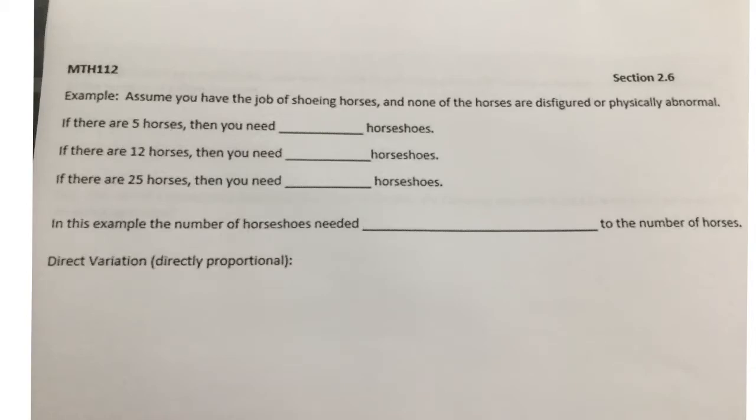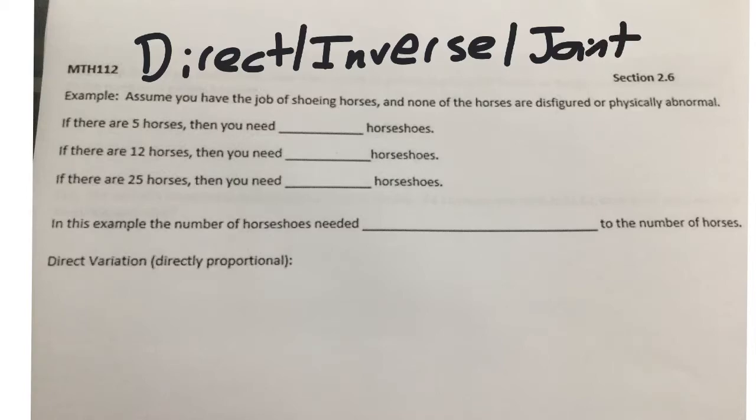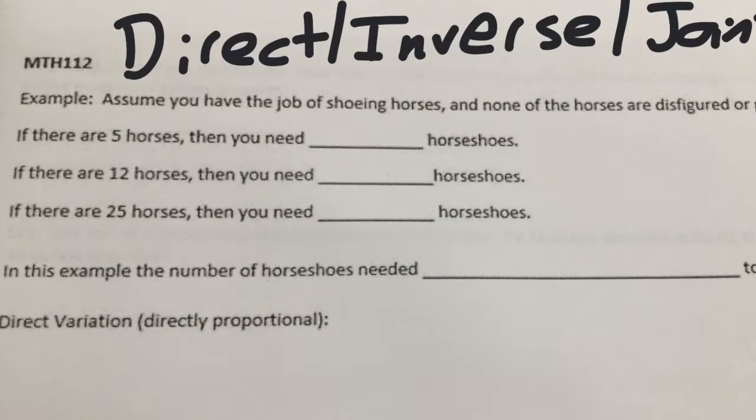Our section today is on different kinds of variation. We have direct variation, we have inverse variation, and we have joint variation. Okay, so direct variation is probably the one you're most familiar with. So let's see, and then we'll talk about the other two as we get there.